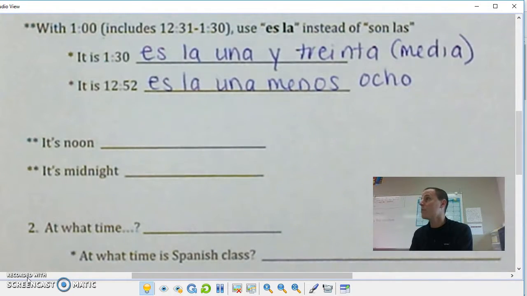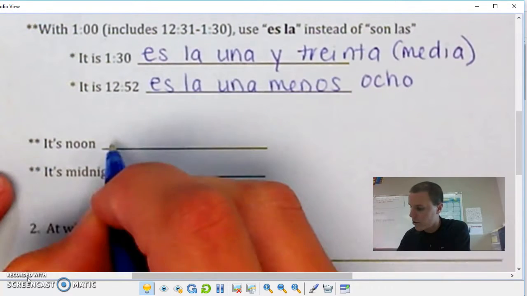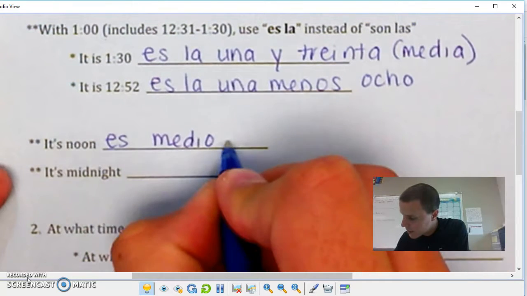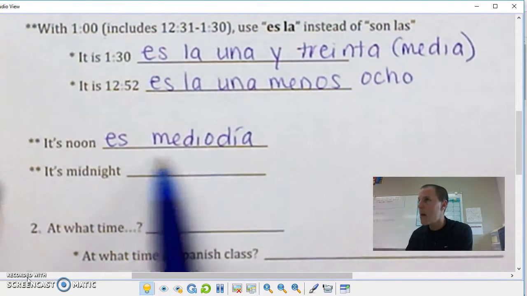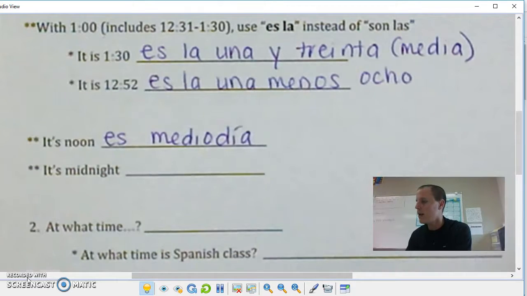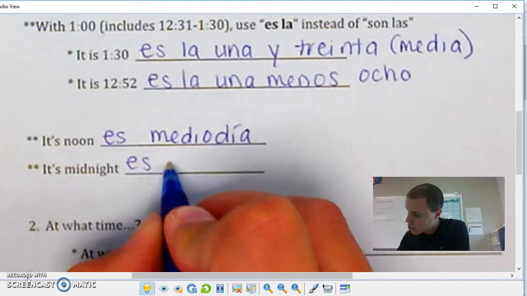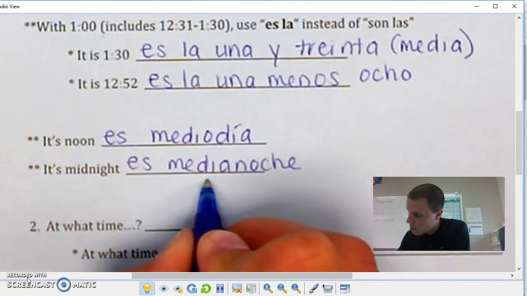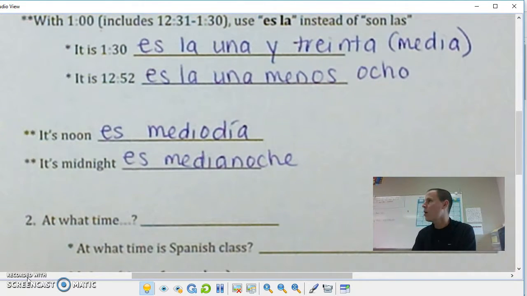Sometimes you might want to say it's midnight or it's noon. So I'll show you how to do that. We won't use it very much. Es mediodía. So you kind of see the word medio means middle, día, day. So it's like it's the middle of the day. Es mediodía. Es medianoche. It's the middle, media noche, middle of the night. If you put son las 12, that's fine too. I usually say it's 12. I wouldn't say it's the middle of the day. Or it's noon, I guess.